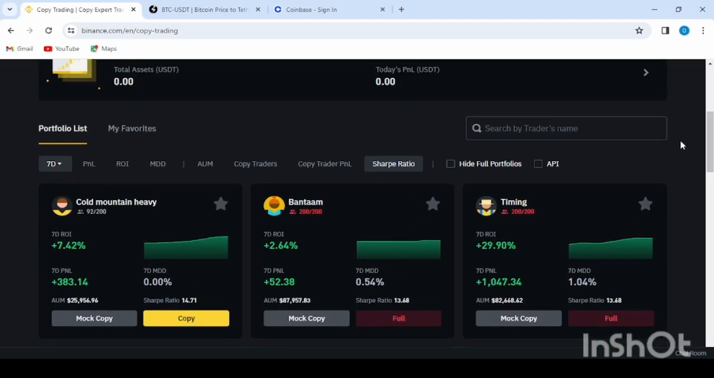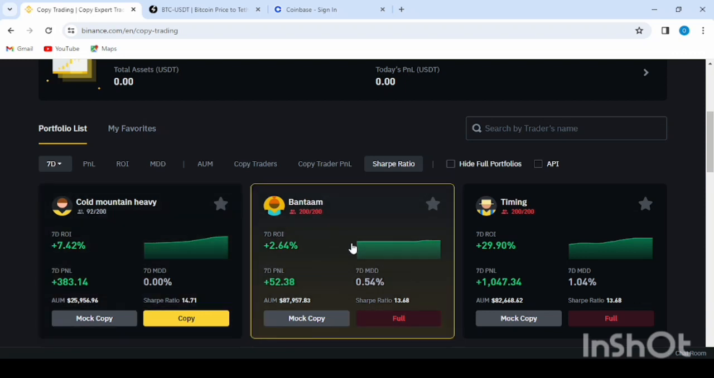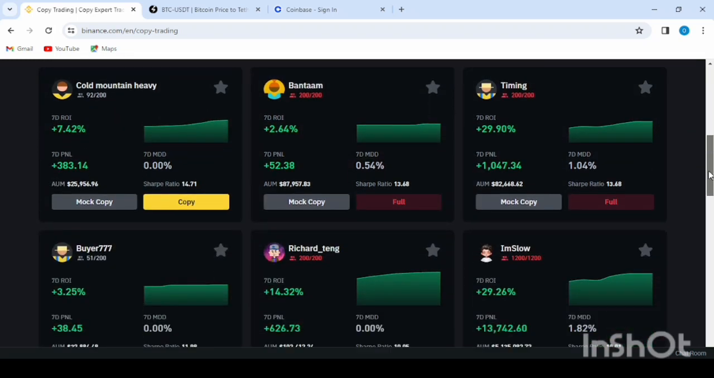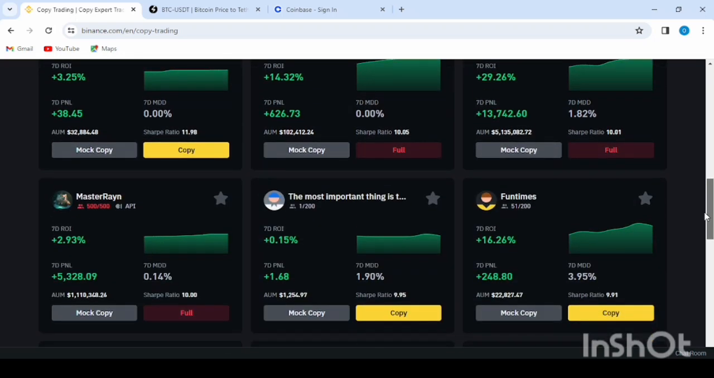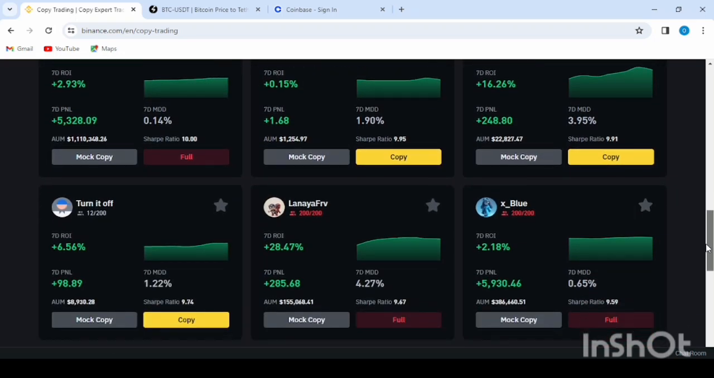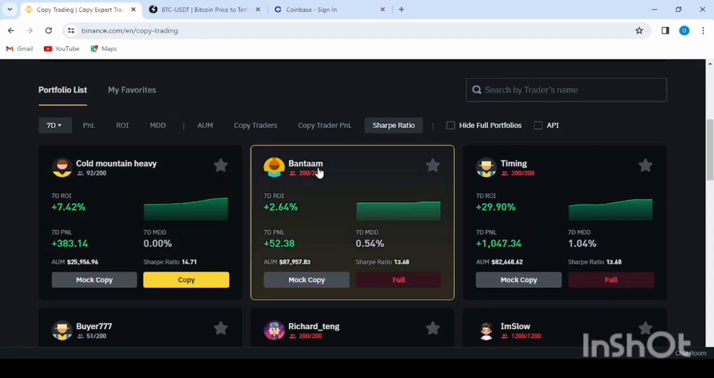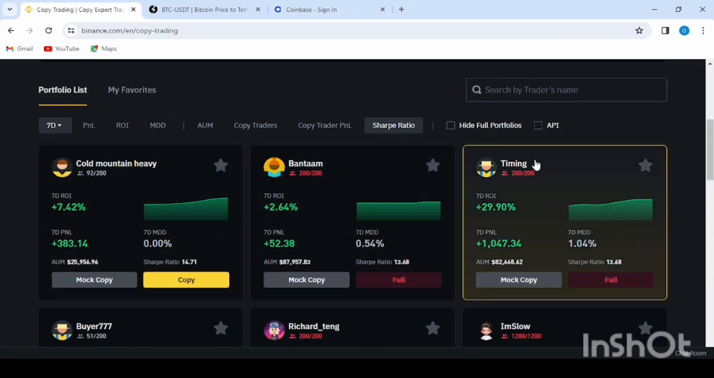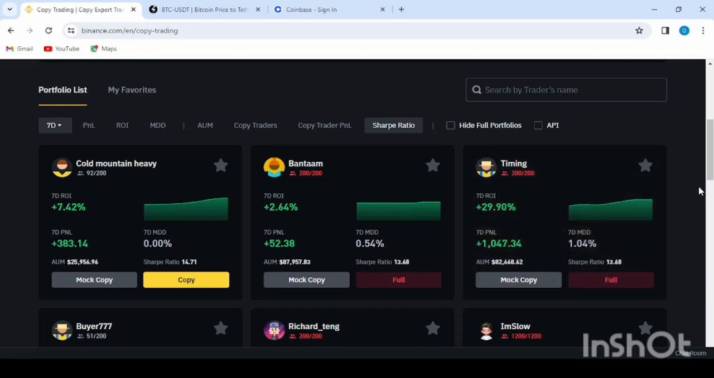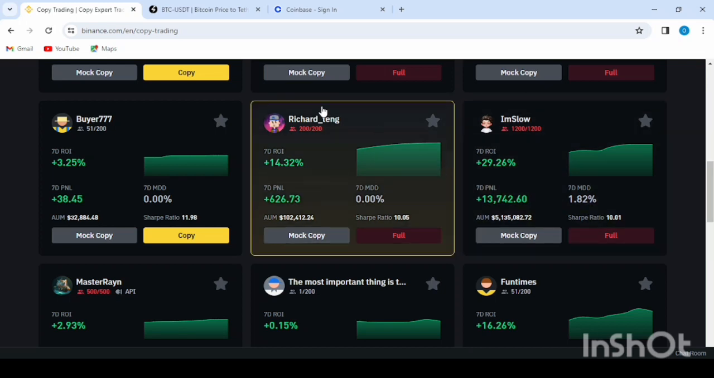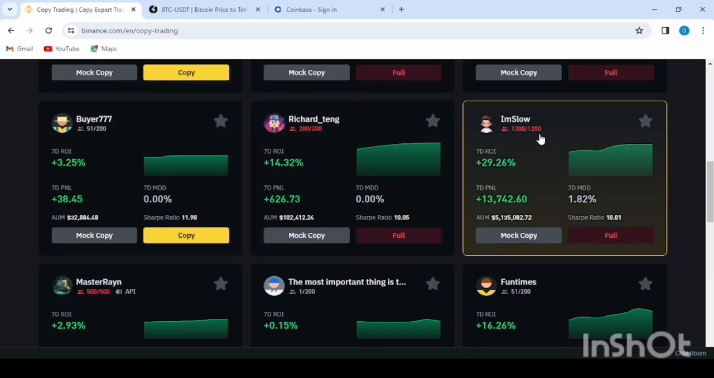Now, as you can see, all these people you are seeing here are leaders. What I mean by leaders is that they are the ones to be copied, like they are the ones that initiate trade. You can actually become a leader if you want to, but that's not part of this video. Now, as you can see, 200 people have copied this person, so that is why they are full. So you can't copy these ones that are marked as full. Now these ones have about 51 people copying them, 200 copying them. This one has about 1200 copying them.